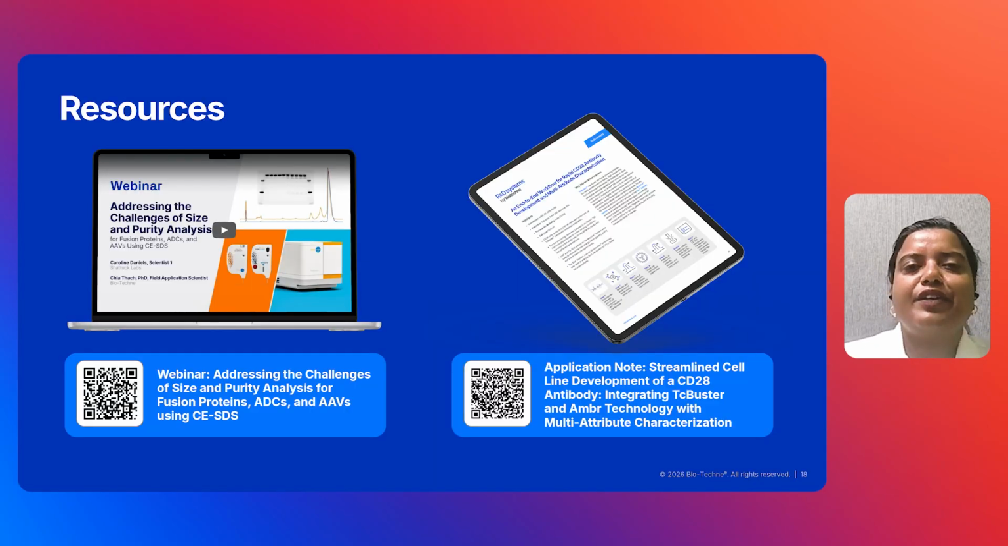In this slide, I would like to share some key resources. We have an upcoming application note, which is on your right, on streamlined cell line development of a CD28 antibody, integrating TC Buster and AMBER technology with multi attribute characterization. And we also had a webinar addressing the challenges of size and purity. I will highlight a few of the data slides presented by the Shattuck Labs on the use of Turbo CE-SDS for spike size analysis in antibody process purity. For more details, please scan the QR code for this webinar.